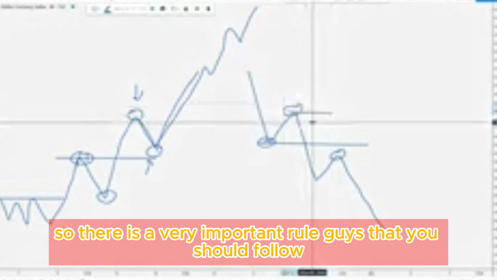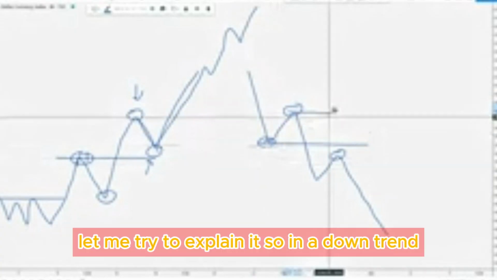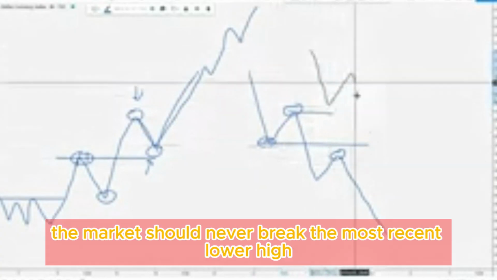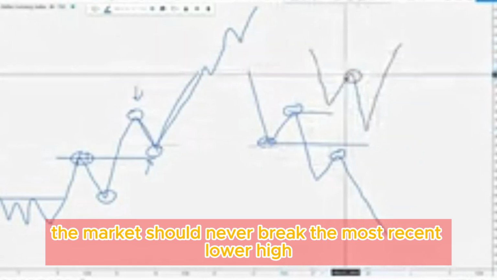So there is a very important rule, guys, that you should follow. Let me try to explain it. In a downtrend, the market should never break the most recent lower high.